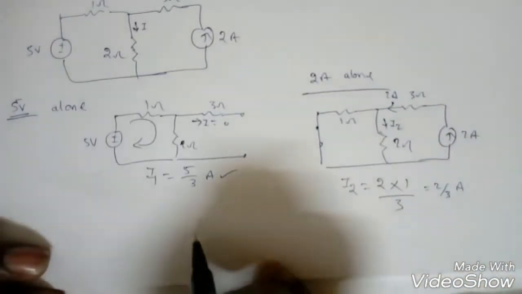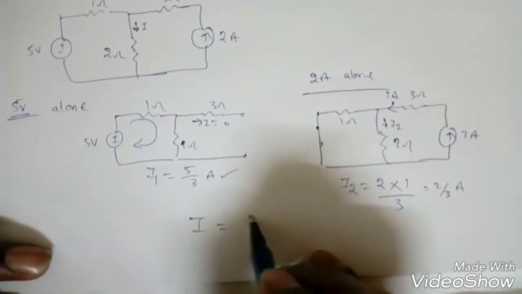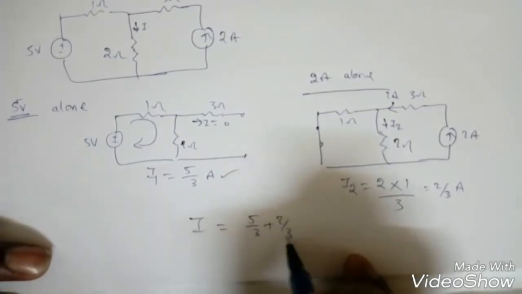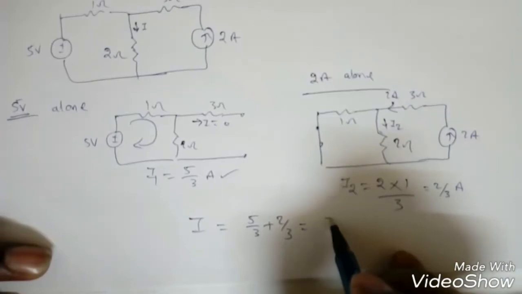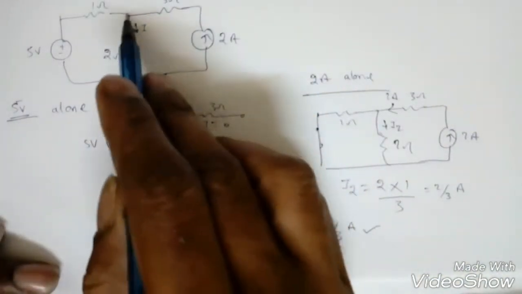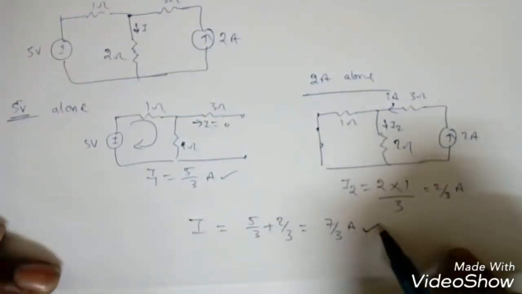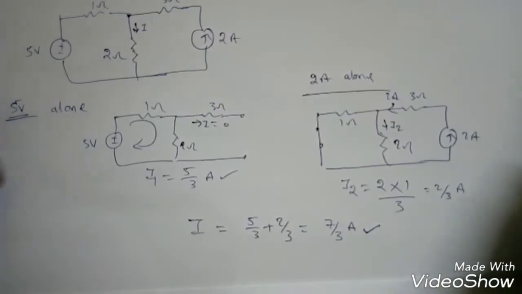Now by superposition theorem, what is the total response? Summation of the individual responses. So I1 plus I2, right? So what is this current? 7 by 3 amperes. Now if you solve this one by nodal analysis, we will get the same answer, right? So that you can verify later.